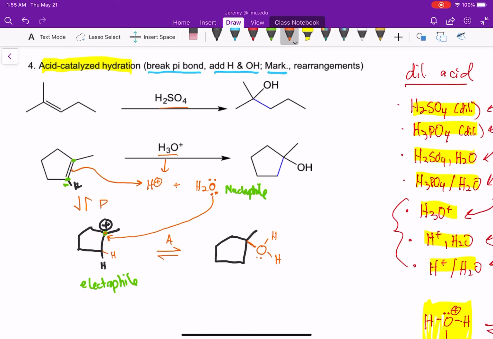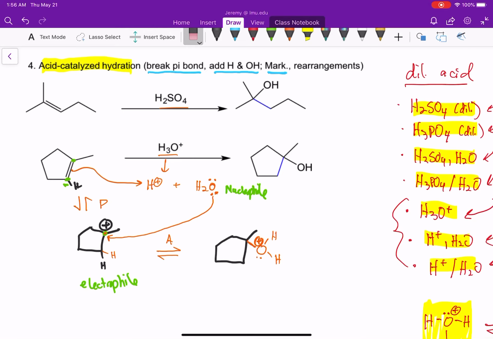If we count our valence electrons here, oxygen has 3 bonds. That's 3 valence electrons, plus a lone pair, which gets us 2 more electrons for a total of 5. But oxygen wants to have 6, so it's missing 1 electron. 6 minus 5 gives us 1. So it's important that we remember that this oxygen therefore has a positive charge.